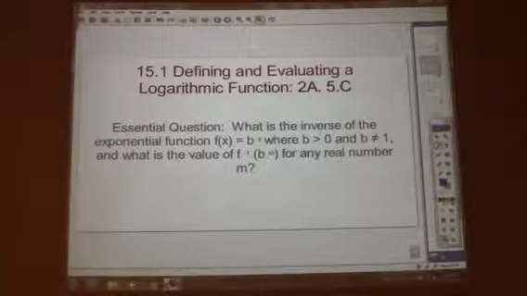Okay, 15.1, defining and evaluating a logarithmic function. The central question: what is the inverse of an exponential function, f of x equals b to the x, where b is greater than 0 and b does not equal 1? And what is the value of f to the negative 1, b of m for any real number m?